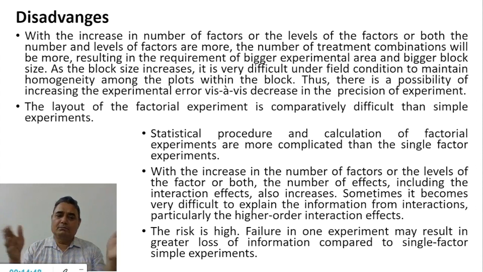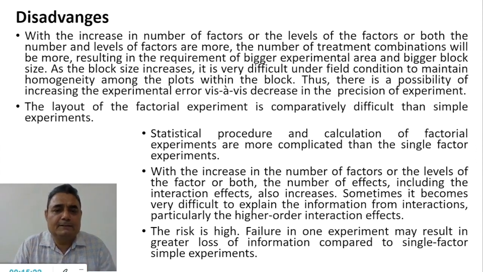So, when the number of factors increases, or when the number of levels of each factor increases, or both increase, the treatment combinations will be more, which requires more area to accommodate in a block. When the block is of bigger size, then of course it is very difficult for us to maintain the homogeneity of that block. So the layout of the factorial experiment is comparatively difficult as compared to a single factor experiment.